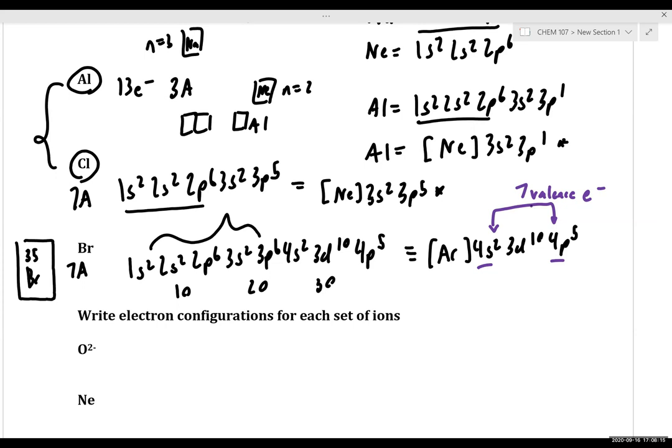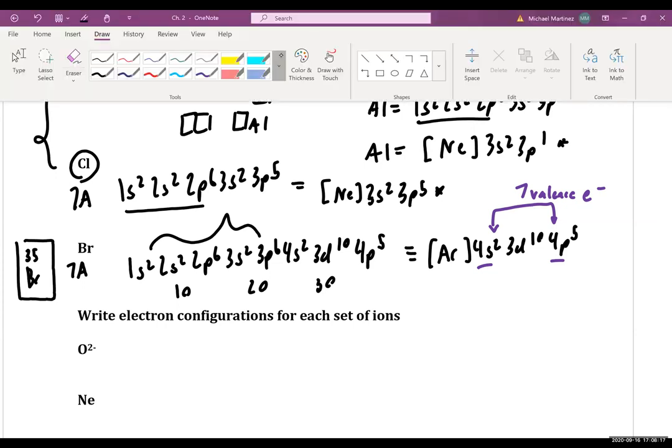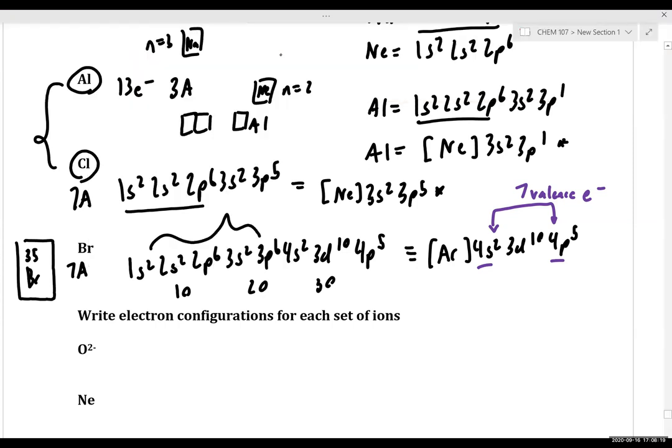Does that make sense to everyone? Any questions on this example?